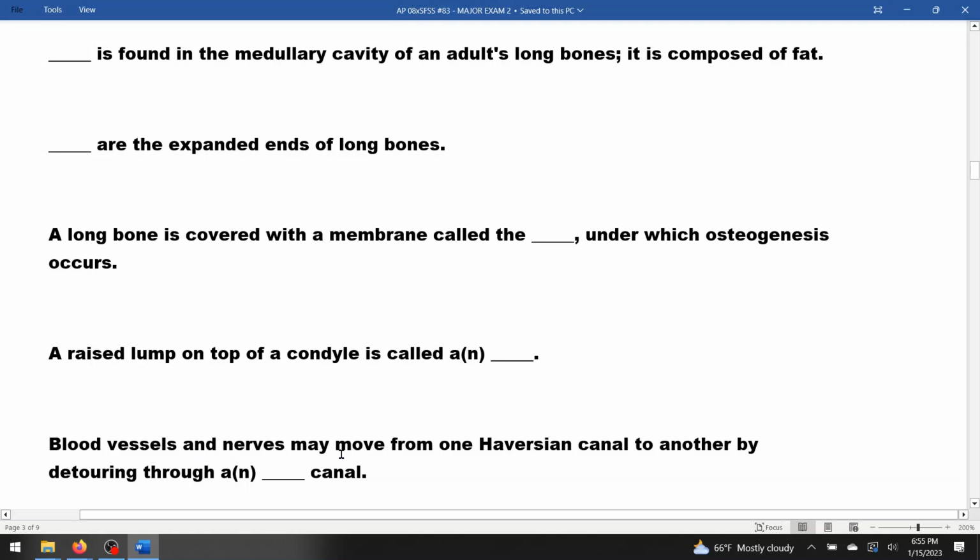Blood vessels and nerves may move from one haversian canal to another by detouring through a blank canal. Those are the ones that go not up the length of the bone, but horizontal to the length of the bone. And these are called perforating canals. In some books, they call them Volkmann's canals.